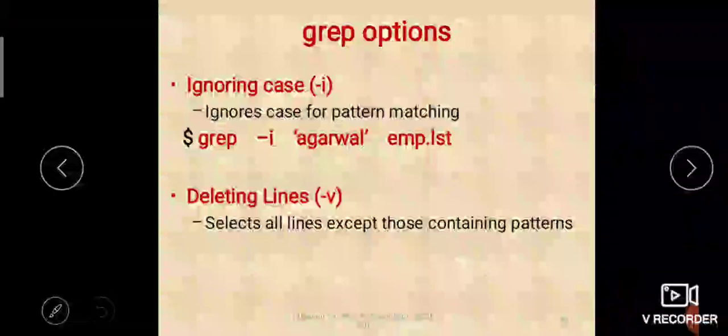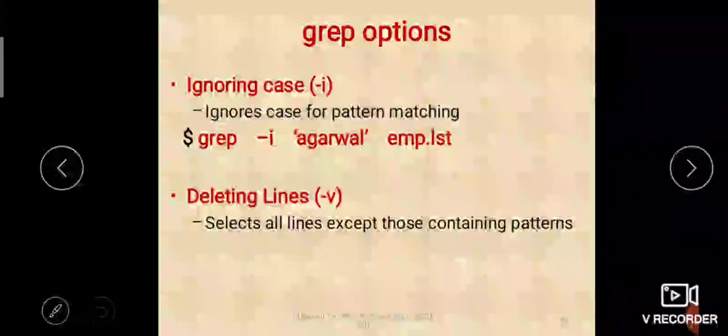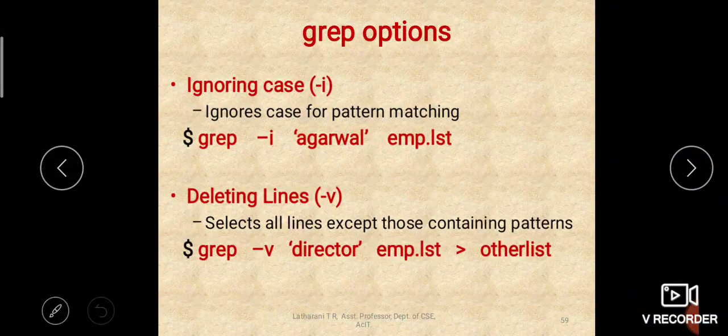Then -v is for deleting lines. It will select all lines except those containing the pattern. See, it will not harm the original file. Only in the display it will delete the lines, but in the original file the contents will not be deleted. It will delete only those lines which match the pattern, and the rest of the contents of the file it will display like this.